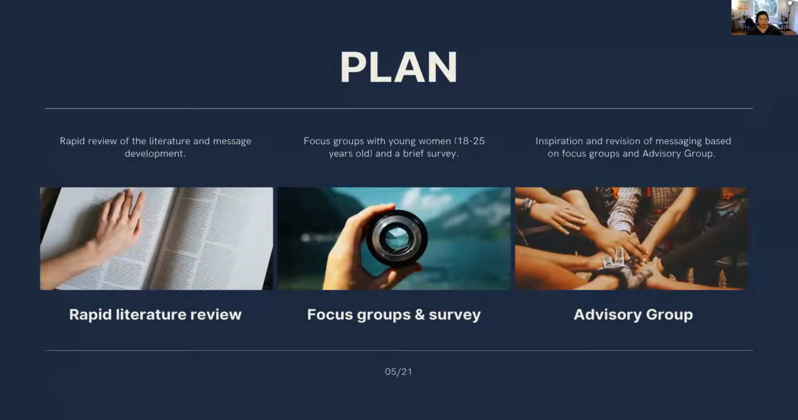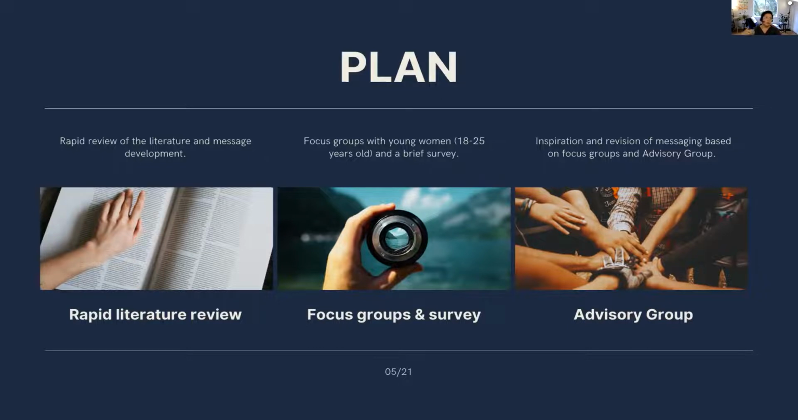So as we often do, we begin with a plan. We had 3 components to our plan. First, we did a rapid review of the literature. Rapid because this wasn't a very long project. We still apply principles of systematic review. And we looked at recent epidemiologic evidence for the link between alcohol and breast cancer.